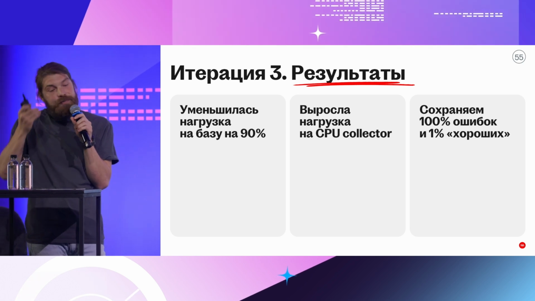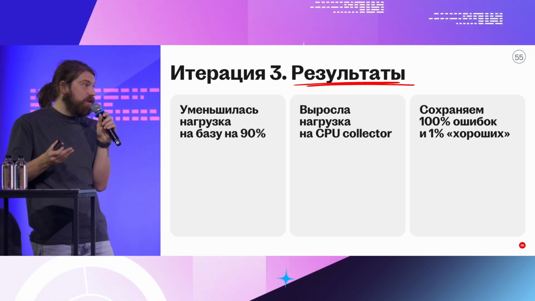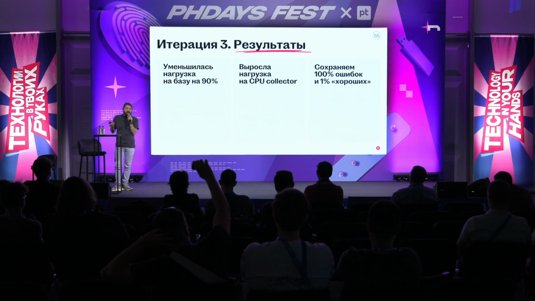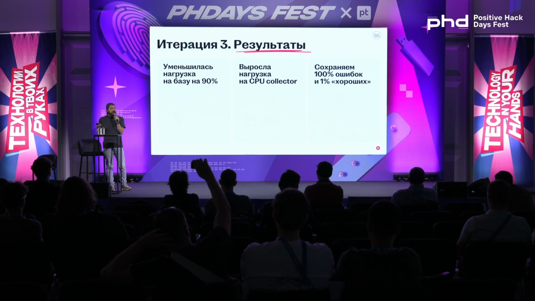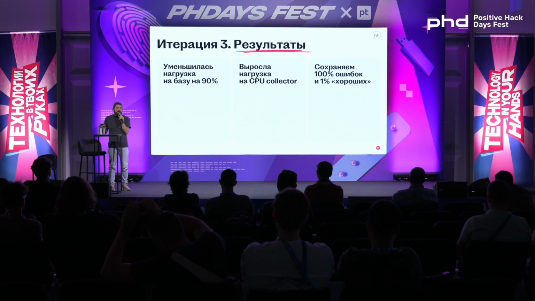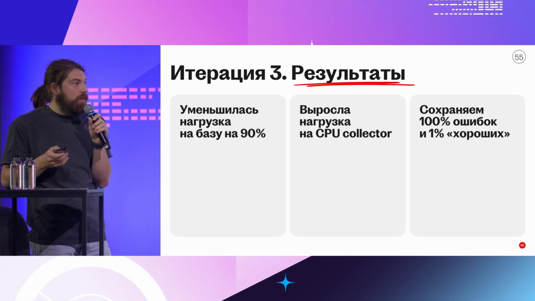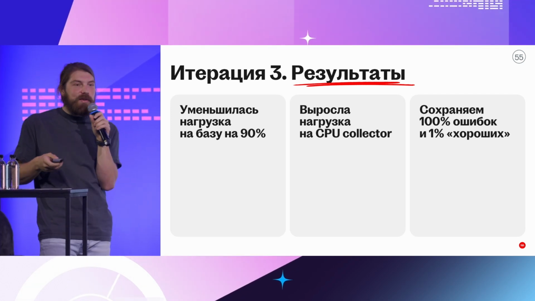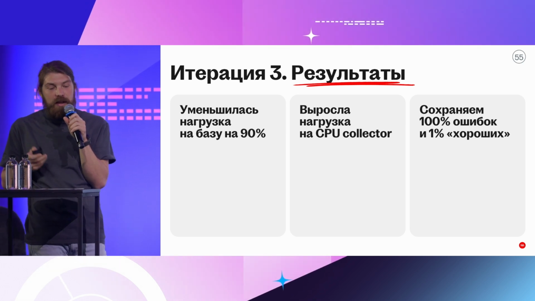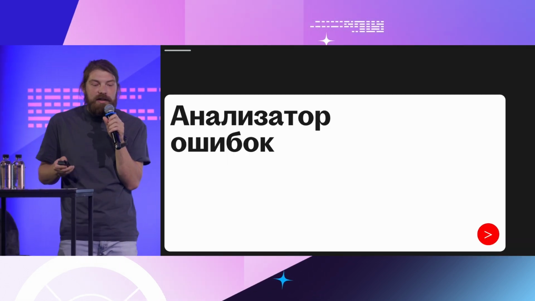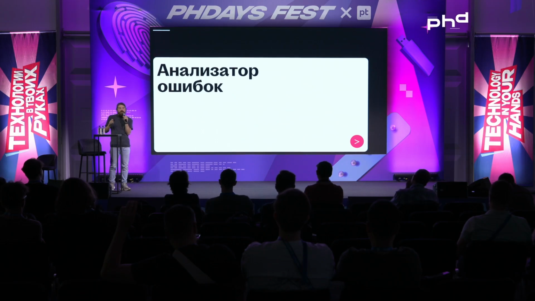So as a result of this iteration, we managed to reduce the load on the database. However, the load on the CPU of the collector grew because it was keeping data from traces. But on the whole, we were keeping data on 100% of errors with just about 1% of false positives. But then we decided to do something else.